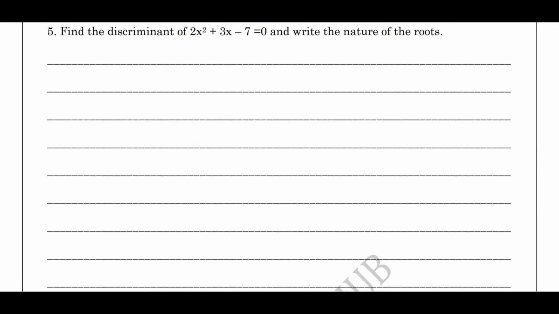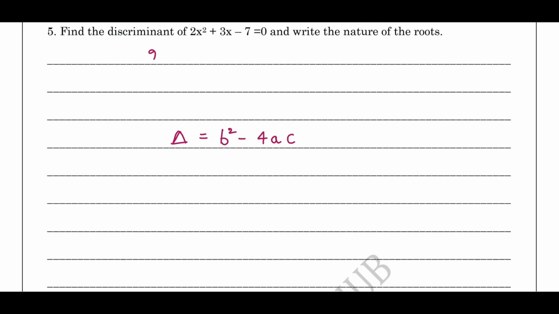Next question from the unit quadratic equations: finding the discriminant of the quadratic equation and finding the nature of the roots. The discriminant of a quadratic equation, that is delta or capital D, equals b square minus 4ac. Repeat with me, delta equals b square minus 4ac.